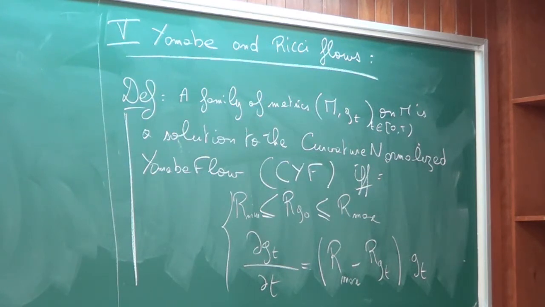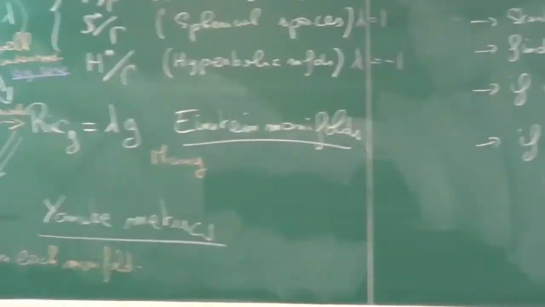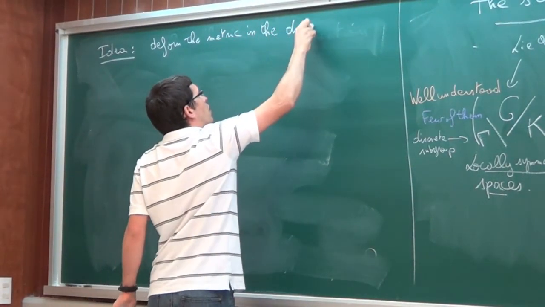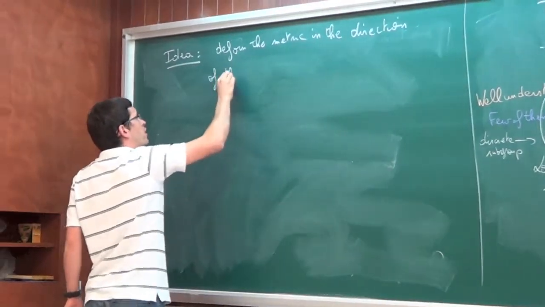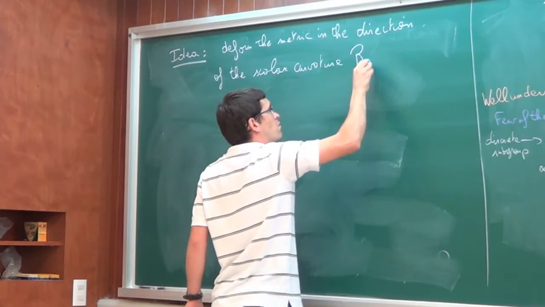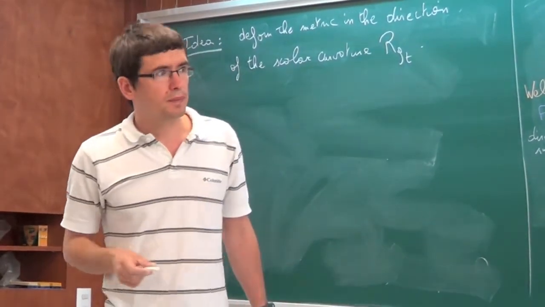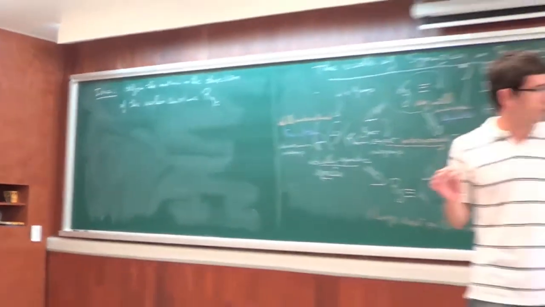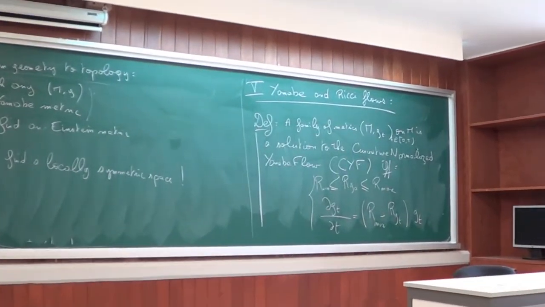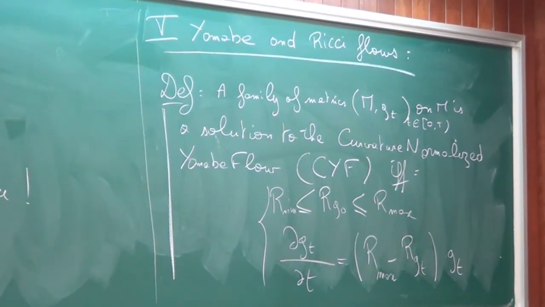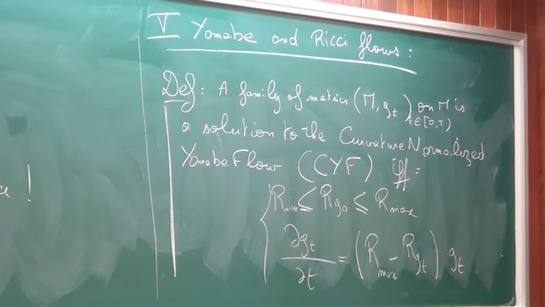This is still the same idea. You deform the metric. If the curvature is constant and equal to its maximum everywhere, nothing happens. You just get the derivative being zero. Okay? So you have a fixed point for this flow. And what we will show is that actually, if you start with another metric, it will converge to this fixed point.